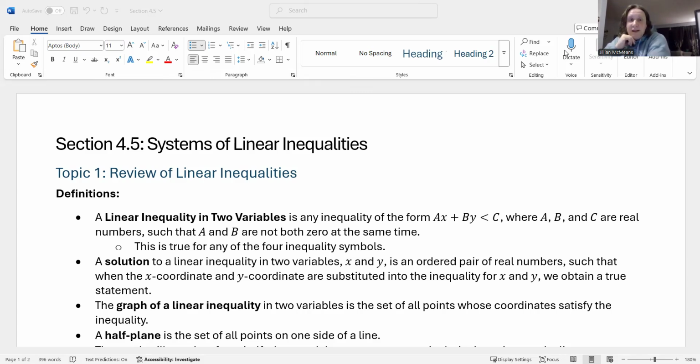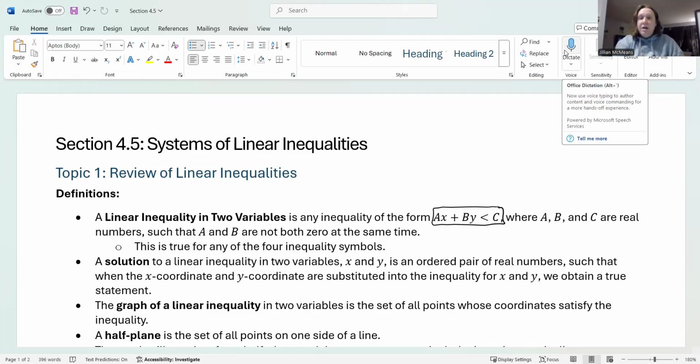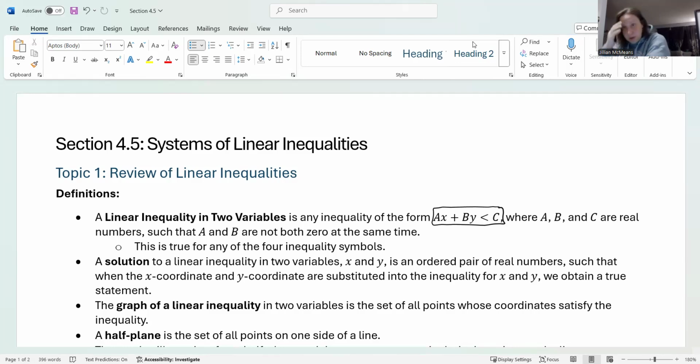So first of all, a linear inequality in two variables is any inequality of the form ax plus by, where a, b, and c are real numbers such that a and b are not both zero at the same time. We talked about that in the previous chapter. Okay, so that should be a review for you. Now, this is true for any of the four inequality symbols.